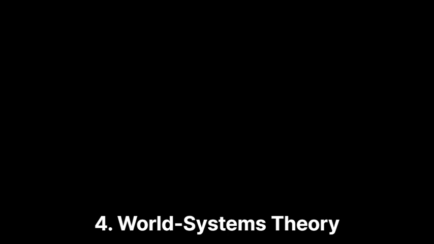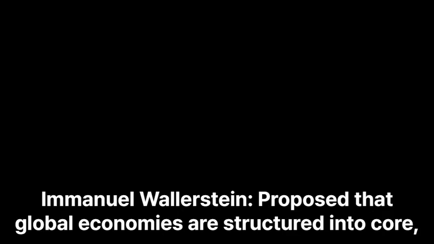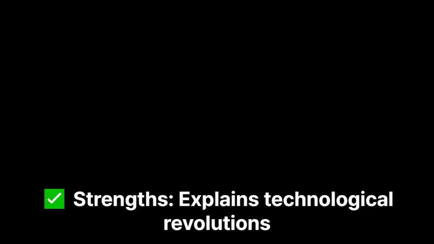4. World systems theory. Immanuel Wallerstein proposed that global economies are structured into core, semi-periphery, and periphery nations, where the core dominates trade and industry. Strengths: useful for studying colonialism, globalization, and economic dependencies. Limitations: oversimplifies complex economic relationships. 5. Schumpeterian innovation theory. Joseph Schumpeter, Creative Destruction, argued that innovation disrupts old industries and drives economic progress. Strengths: explains technological revolutions. Limitations: does not fully account for institutional barriers to innovation.